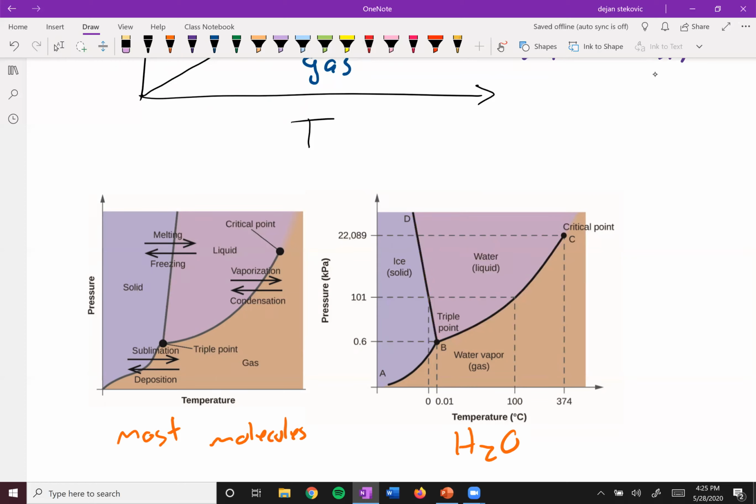So here, when we increase pressure, we're more likely to become a solid because generally solids use up less room than liquids. Whereas here in water, when we increase pressure, down here would be a solid, but up here at the same temperature, we would be a liquid. Think about why that is.